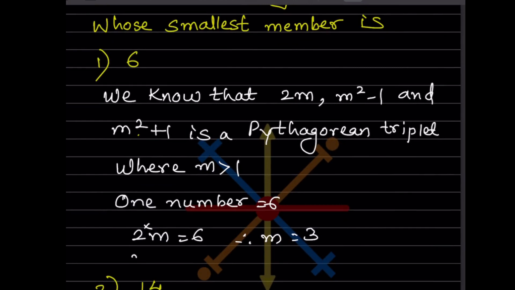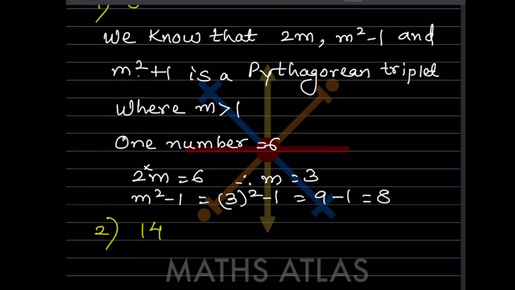So here then we can write m square minus 1, because now see we got m as 3. So m square minus 1 will be what we are going to get here. M we got as 3. So 3 square minus 1. That will be 9 minus 1. That is going to be 8.